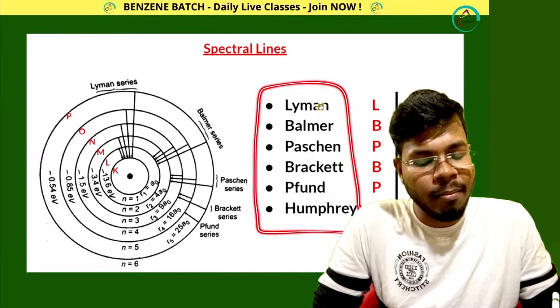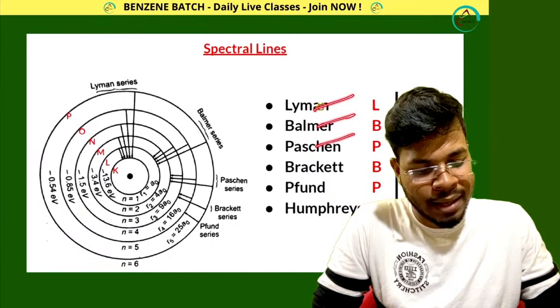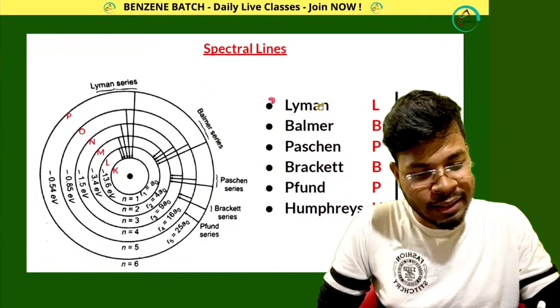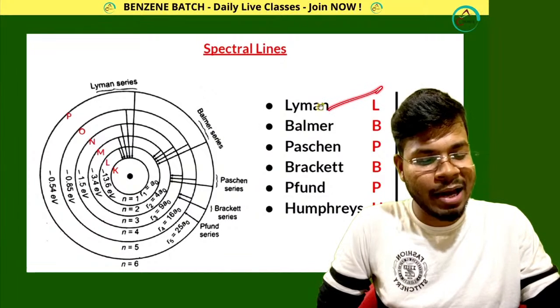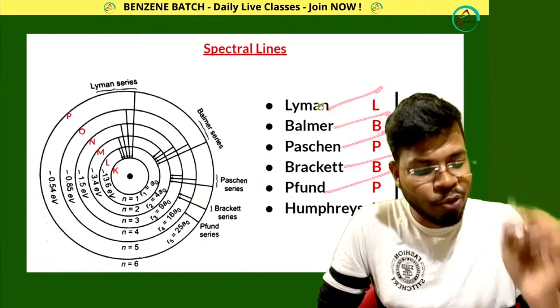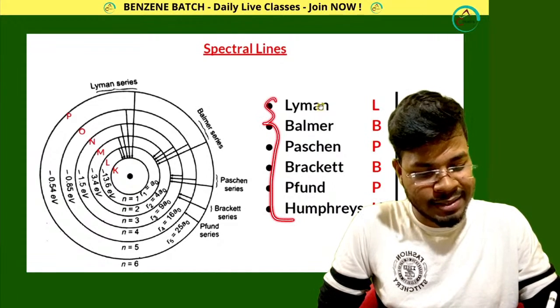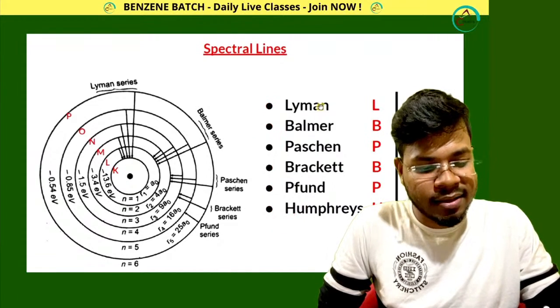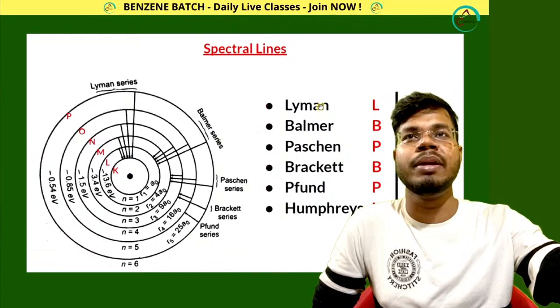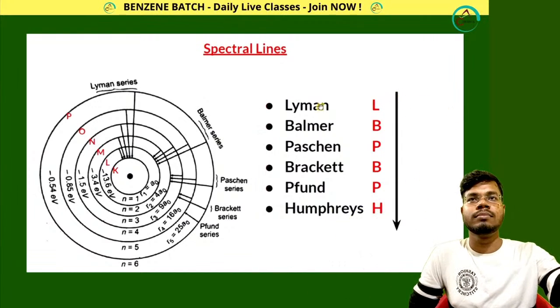You have to remember Lyman, Balmer, Paschen, Brackett, Pfund and Humphreys one by one, in this order. If you say Lyman, Paschen, Balmer, Pfund, Brackett, Humphreys, it won't work. You have to remember Lyman, Balmer, Paschen, Brackett, Pfund, Humphreys in this correct order.